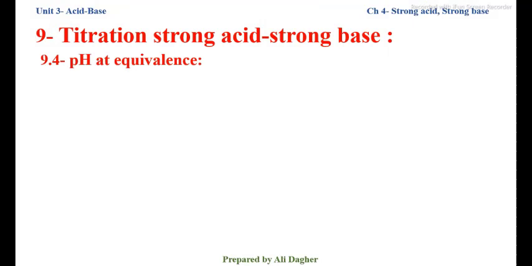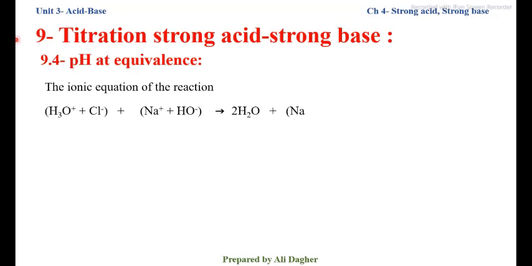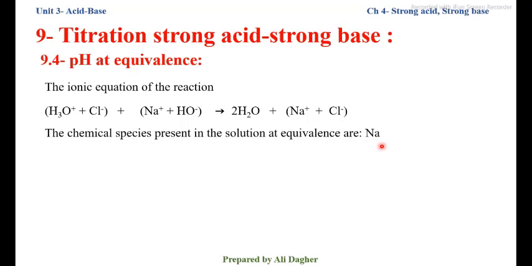Now, pH at equivalence. The ionic equation of the reaction, H3O+ plus Cl- plus Na+ plus HO-, as we have seen, H3O+ plus HO- give 2H2O. Na+ and Cl- remain the same as free ions. The chemical species present in the solution at equivalence are Na+, Cl-, and H2O. We have no H3O+ at equivalence.